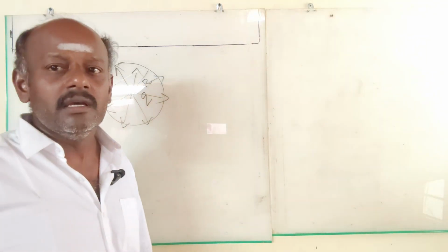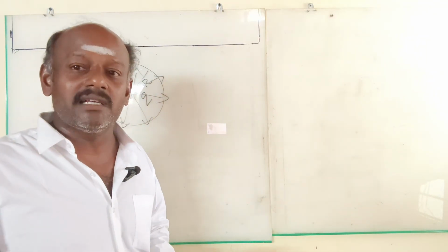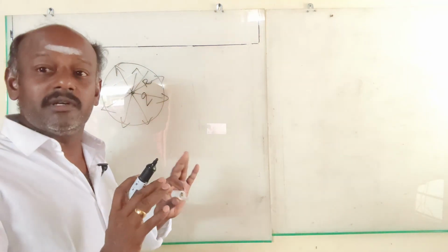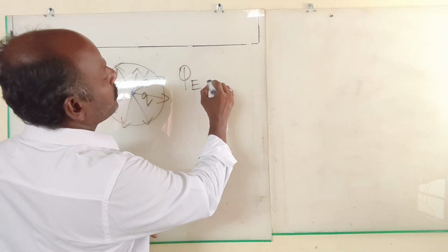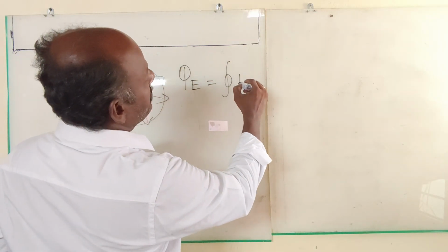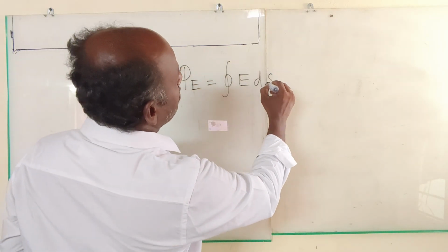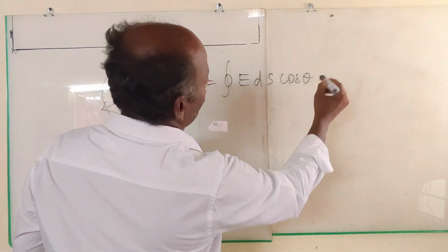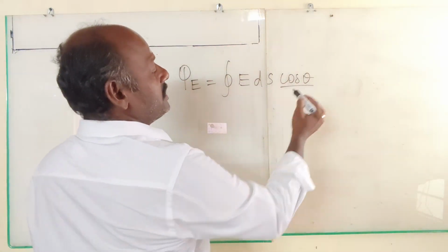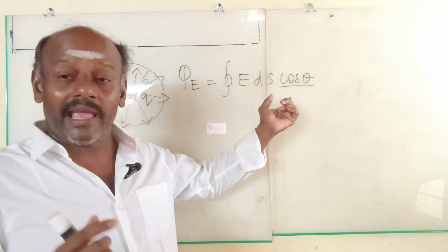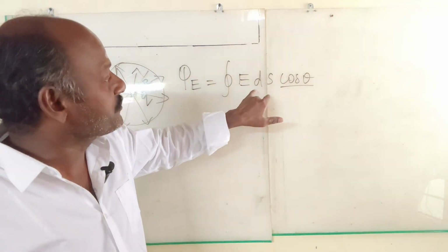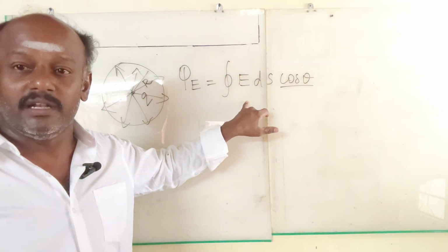If I want to measure Gauss law, first I have to measure the electric flux. Actually, what is electric flux? Phi E is equal to the closed integral of E ds cos theta. What is this cos theta? The cos theta is the angle between the surface vector and the electric field.